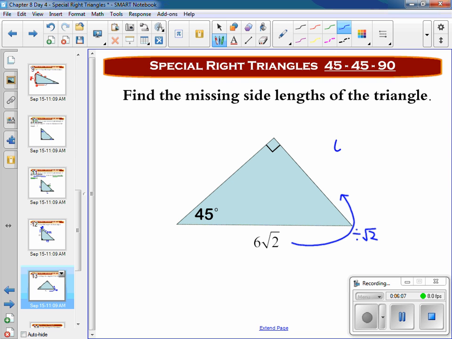So you have 6 root 2 over root 2. Those root 2's cancel out and you're just left with 6. And both legs are the same. So you're left with a 6 and a 6 for your two legs.